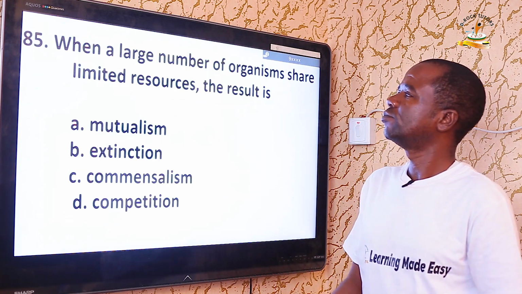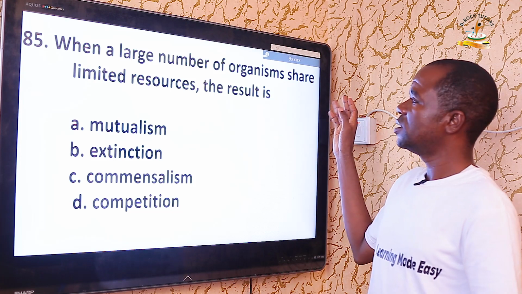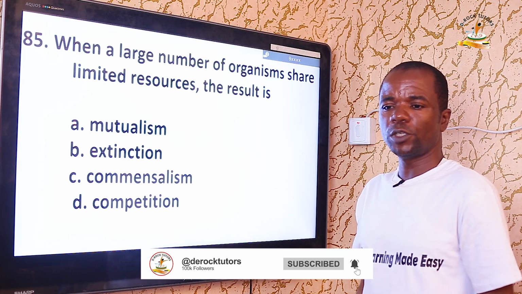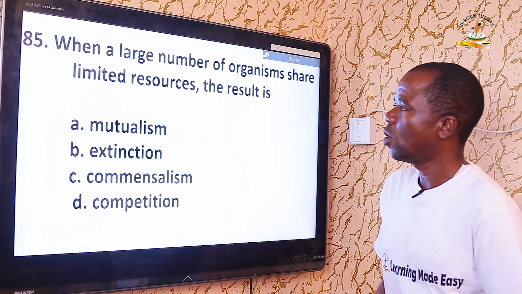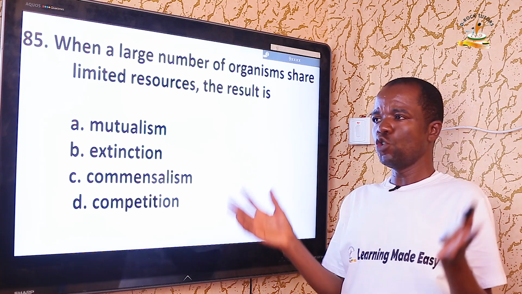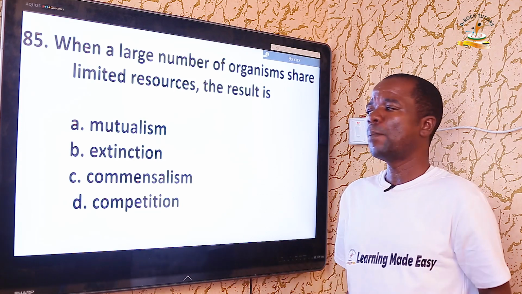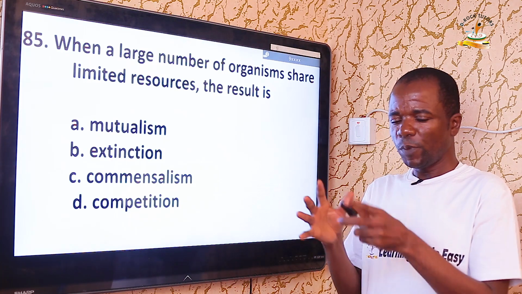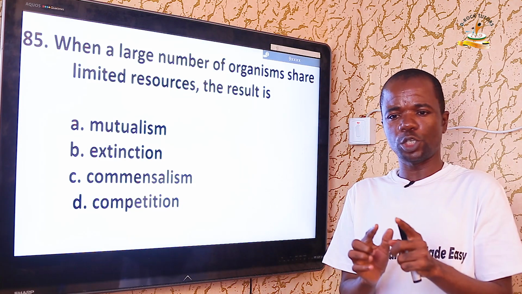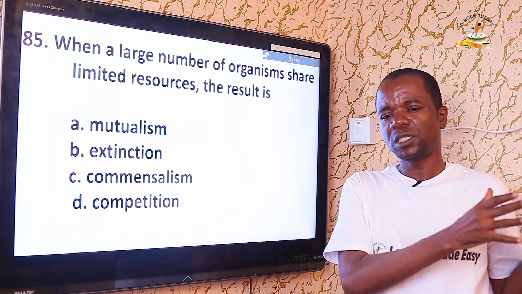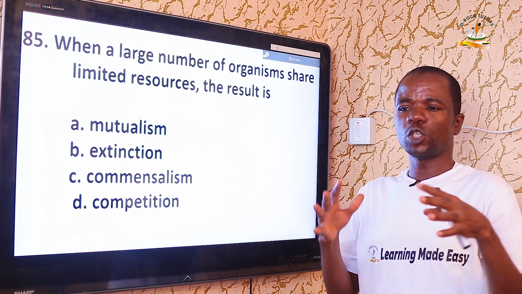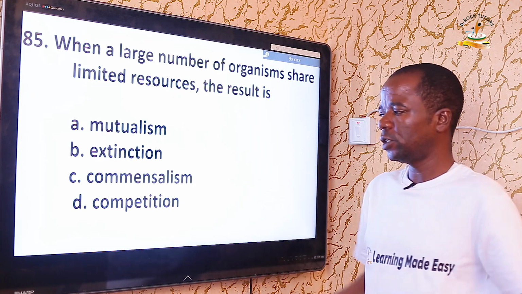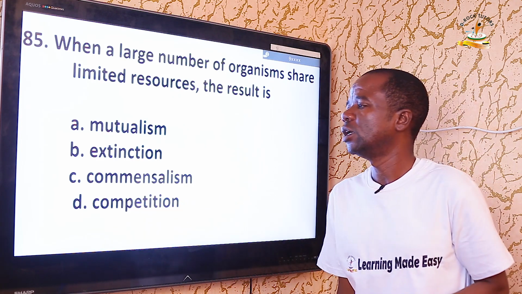Number 85. When a large number of organisms share limited resources, this results in definitely competition. Whenever there are very few or limited resources for a large group of organisms, they begin to compete among each other. That's definitely competition. Don't forget, when the competition is between organisms of the same species, we call it intraspecific competition. When the competition is between organisms of different species, we call it interspecific competition. The correct answer here is D, competition.